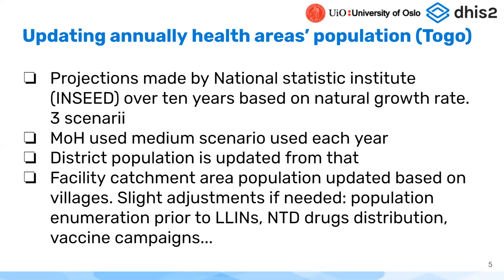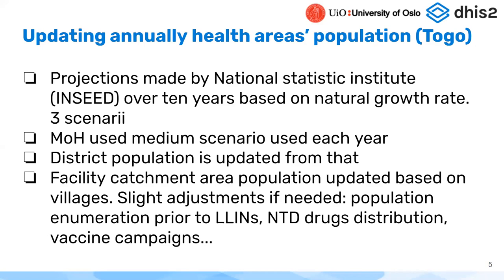And at the MOH, we use the medium scenario each year because we don't have any indication to take the high level or the lower level. And this population is updated each year from those projections. So we take the projection from the GCPH, and then we update the population of districts. And once the population of district is updated, facility catchment area population is also updated based on village.